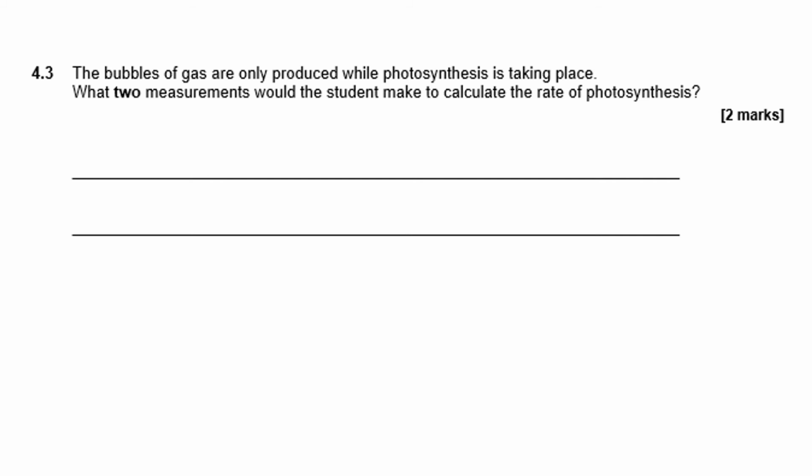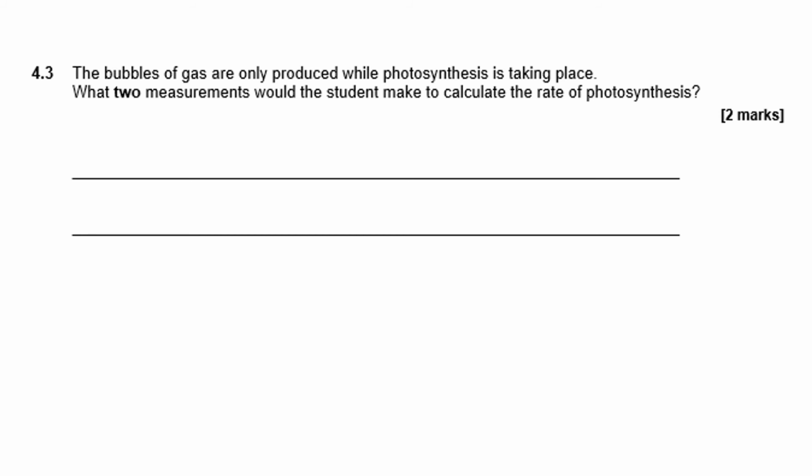Now, anything to do with rates, either in biology, in physics, or in chemistry, if it's to do with rate, that is over time. So it's talking about something happening over time. That's what rate is. So one of the measurements that you would need to take is time. So if you've mentioned anything about taking the time, or you've said 5 minutes, doing it for 5 minutes, or 3 minutes, or anything like that, that will be 1 mark.